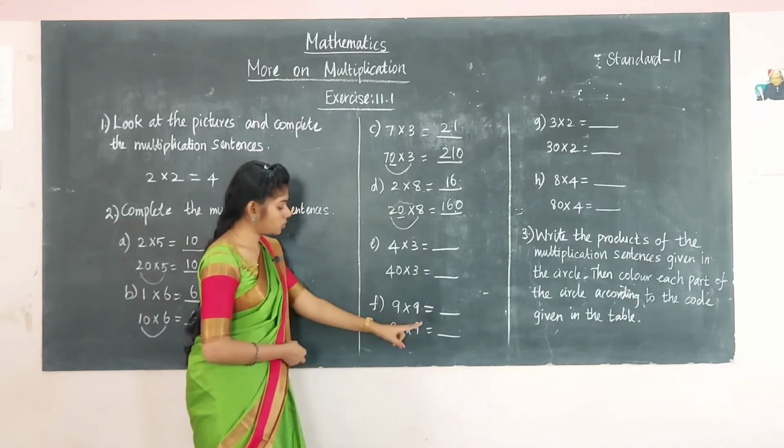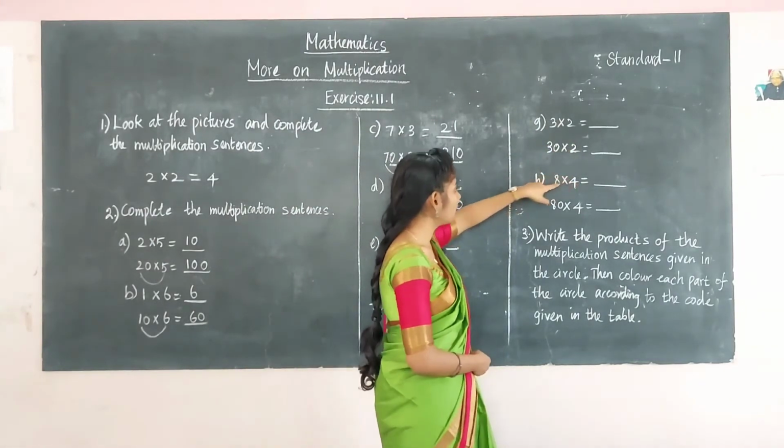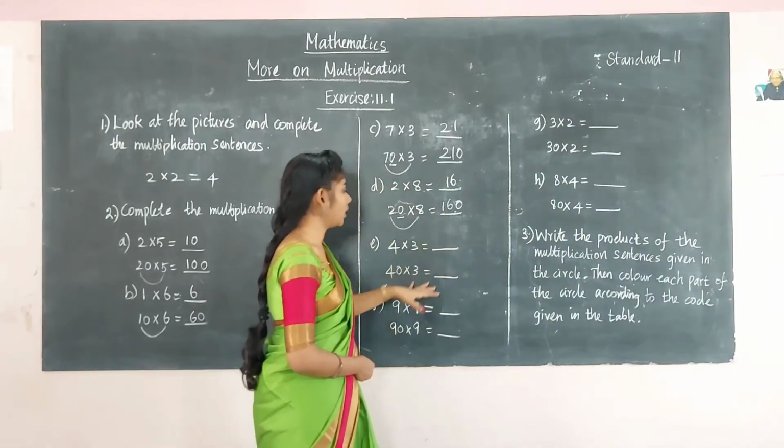So this also, 9 into 9, 90 into 9. And here 3 2s are, 30 2s are, 8 4s are and 80 4s are. So you are going to fill in the remaining problems.